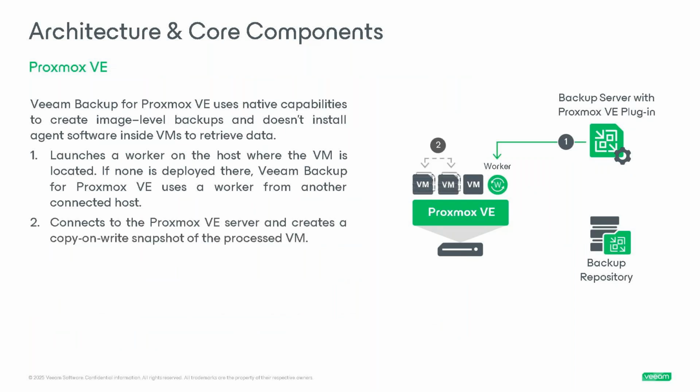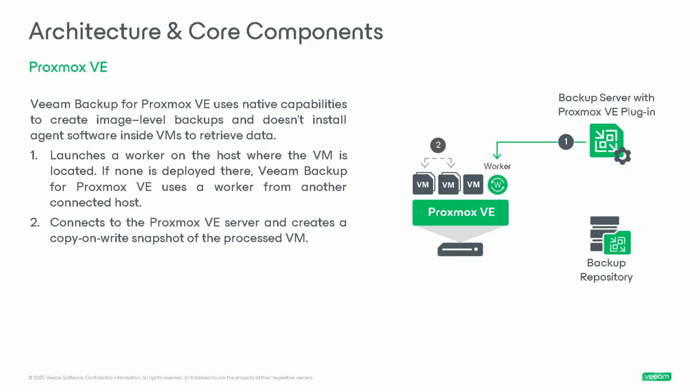Yep, the appliance is on there, and it has the worker. So it launches a worker on the host where the VM is located. If there's none deployed there, use a worker from another host. Unless it's doing that and it's running slowly, that's probably a good place to start looking to optimize it. We can always help, but you wouldn't want to do that if you're looking for optimal performance. Use a worker from another host unless you're happy with the backup window performance.